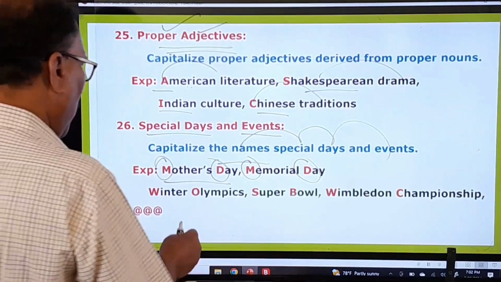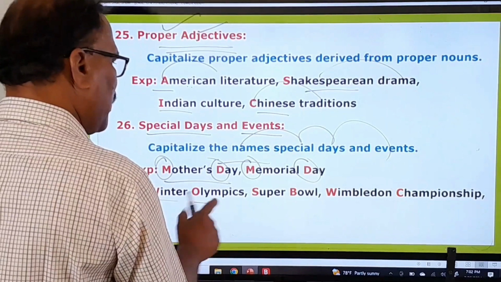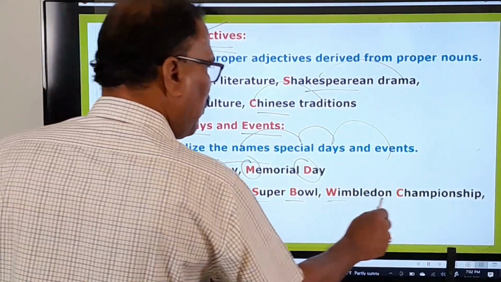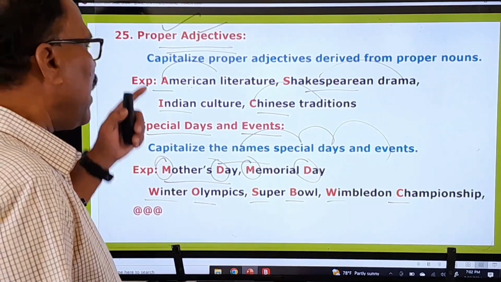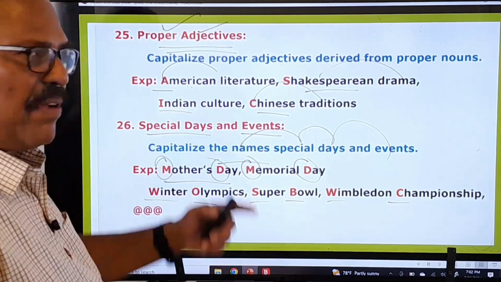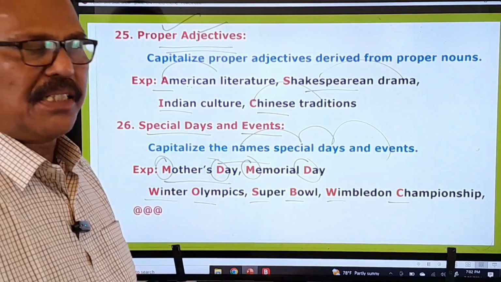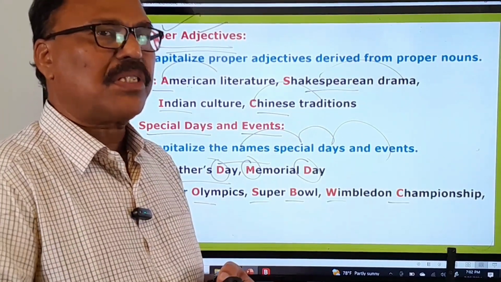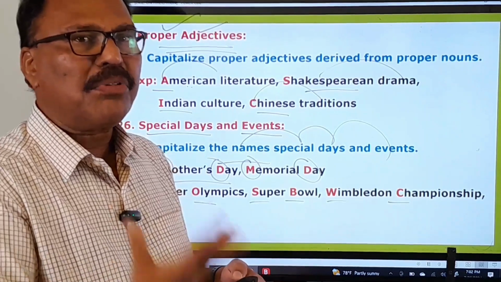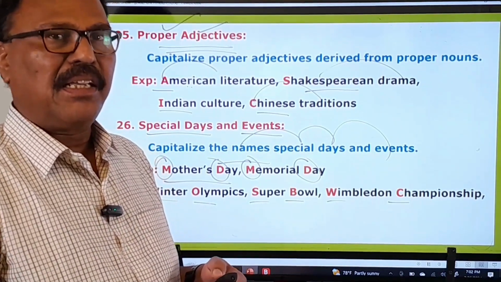And here you pay attention. Winter Olympics, these are special events. Super Bowl, it's a special event. Wimbledon Championship, it's a special event. So all the names of special days and special events must be capitalized. Okay, so with this all the standard rules regarding the use of capital letters are over.